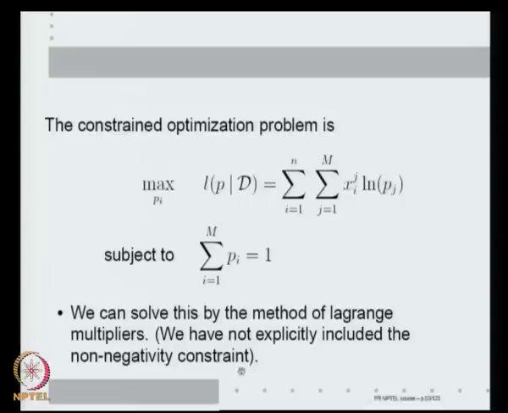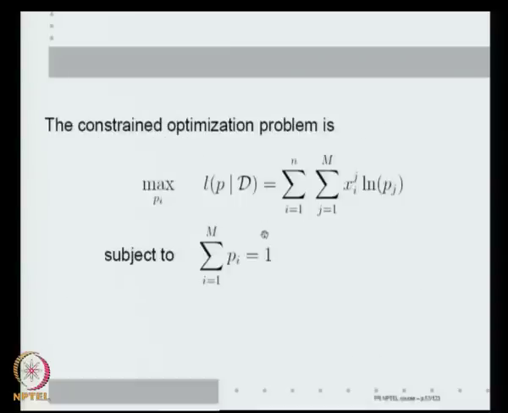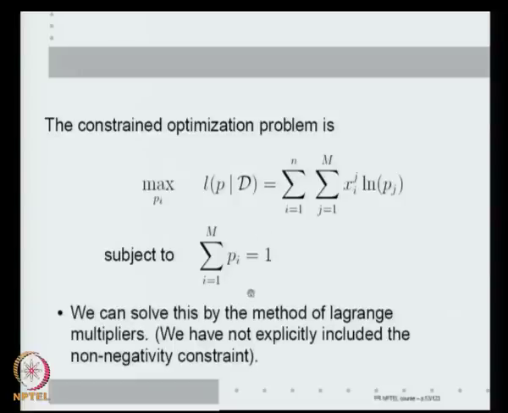There is just one point I want to draw your attention to. When we said this becomes a constrained optimization, we said p_i has to satisfy two constraints: p_i greater than or equal to 0 and summation p_i equal to 1. But when I formulated the constrained optimization problem, I have not explicitly included the non-negativity constraint. The reason is that it is easy to solve the constrained optimization problem if I have only equality constraints. Then the Lagrange multiplier method always gives me an exact analytical solution much more easily.